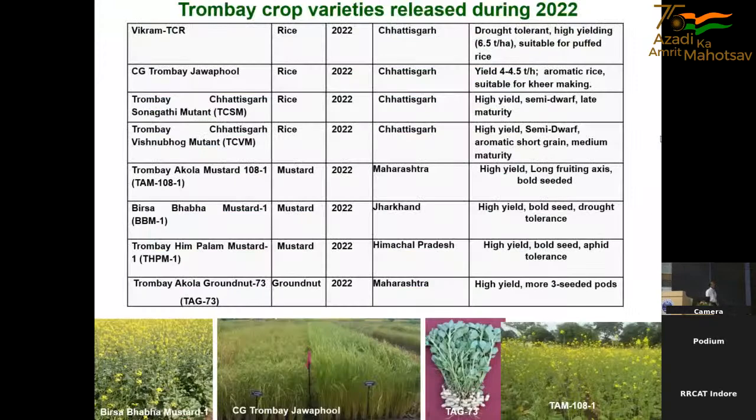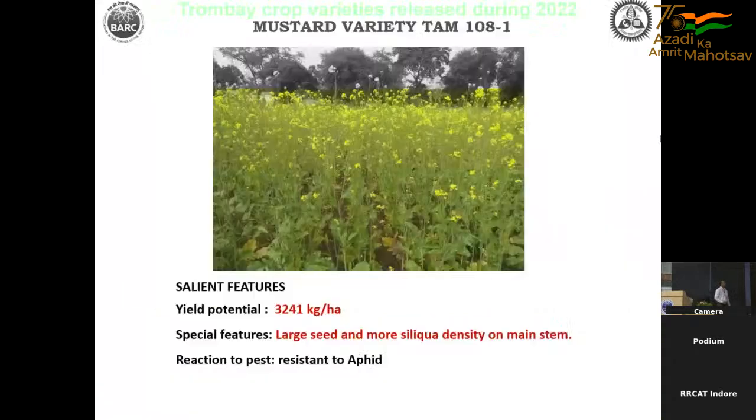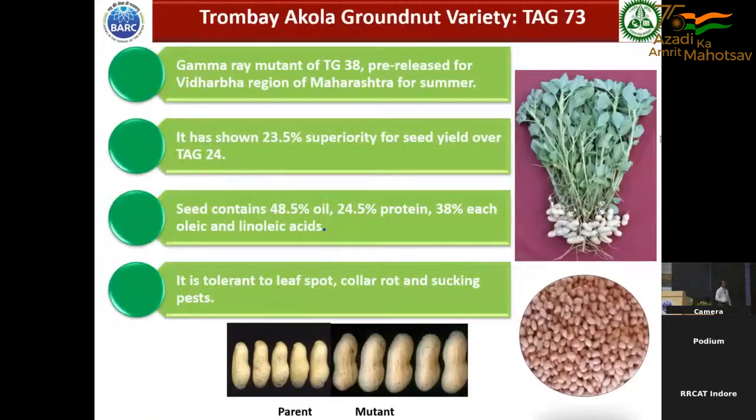So this year we have almost released 8 crop varieties. This is just to show that our achievements are still coming. And this is a recent mustard variety, Trombay Kolar 1081. So you can see the very high yield potential, and it is having a very large seed size. That is the unique character of this variety.